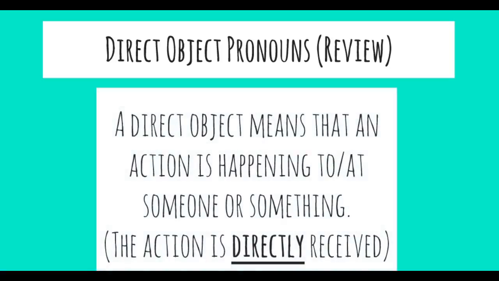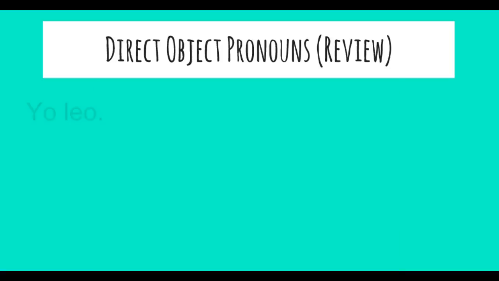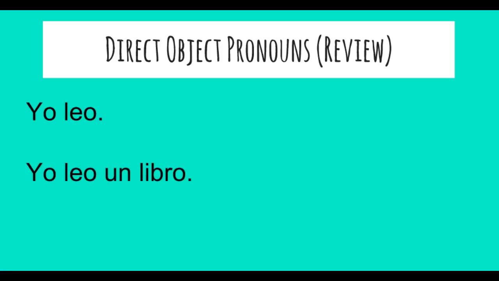A direct object means that an action is happening to or at someone or something. So the action is directly received, and that's why it's called a direct object pronoun. In this sentence, yo leo, it's simply saying I read. It's not super specific, but if I add a couple of words to it, yo leo un libro, I read a book, now we're getting a little bit more specific. And un libro, a book, is actually my direct object.